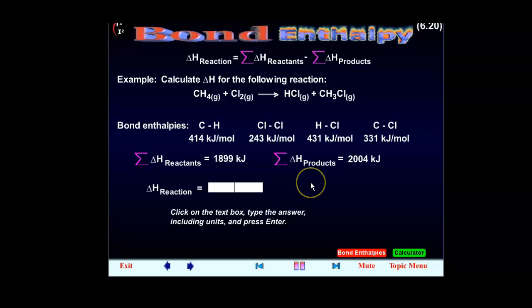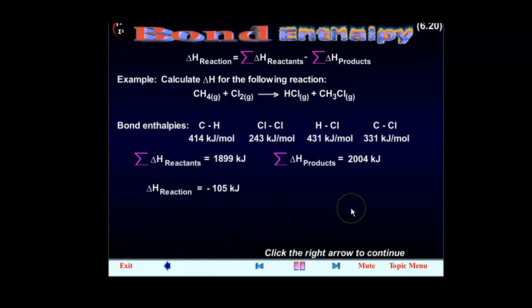2004. So once you do that, the delta H for the reaction is going to be negative 105. All right. So what you'll do is subtract the reactants minus the products. This is the summation for reactants, the summation for products. So 1899 minus 2004 is going to give you negative 105 kilojoules. So that means this reaction is an exothermic reaction because it has a negative energy.